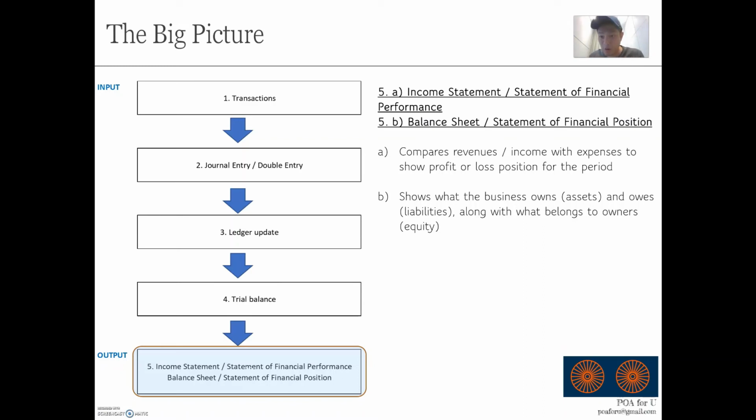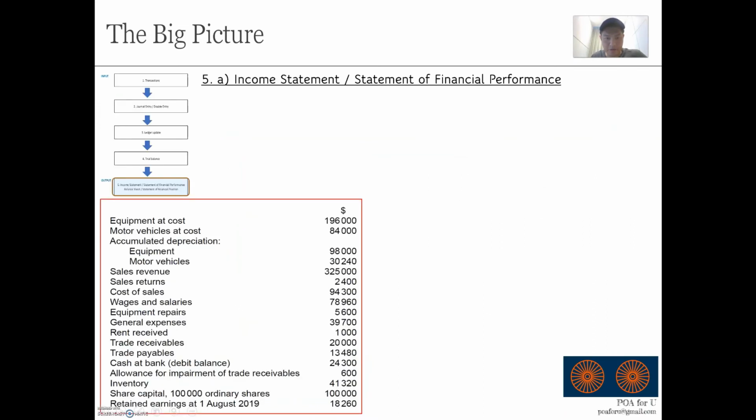Assets are what they own, so things like motor vehicles, trade receivables, and inventories. What they owe would be their trade payables, things like income received in advance, or even equity, which is actually what the business owes to the shareholders or the owners, if you think about it that way. Okay, all right, so let's move on to the next slide.